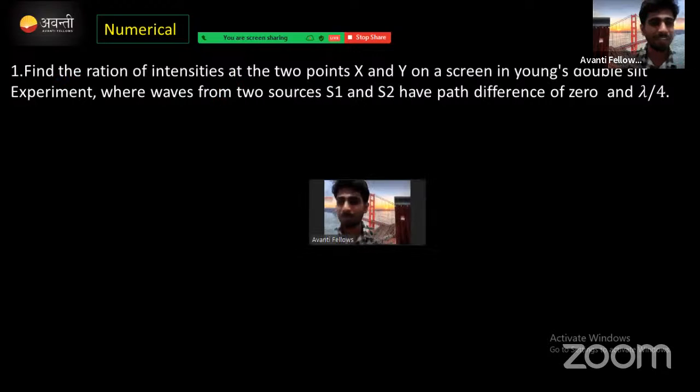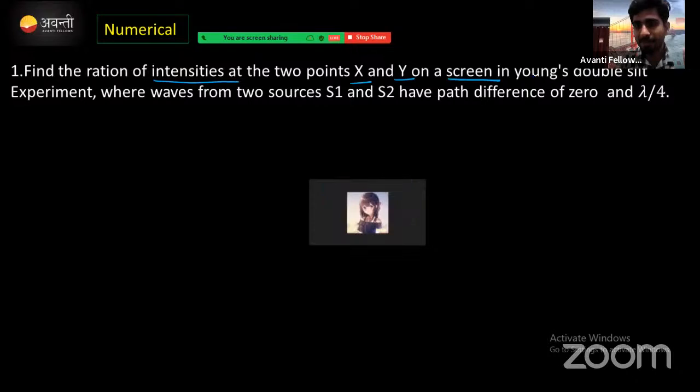First, the problem is to find the ratio of intensities. Intensities ratio we need to calculate. Two points X and Y on a screen in Young's double slit experiment. We need to find out their intensities ratio where waves from two sources S1 and S2 have a path difference of 0 and lambda by 4.